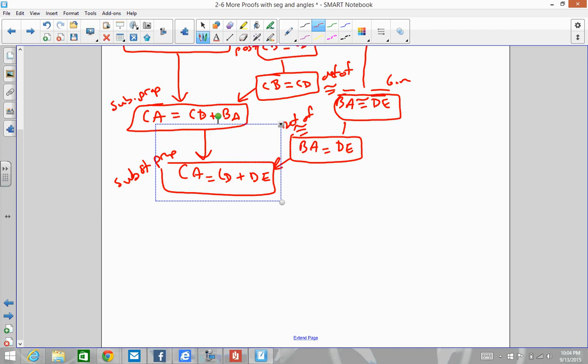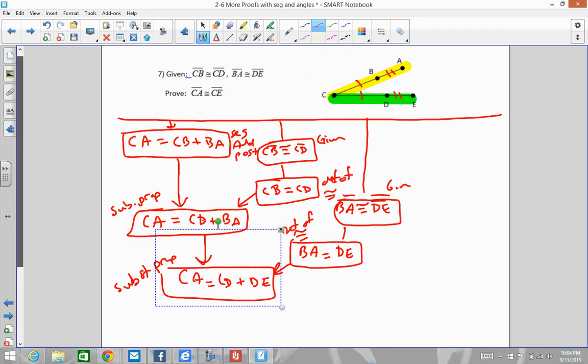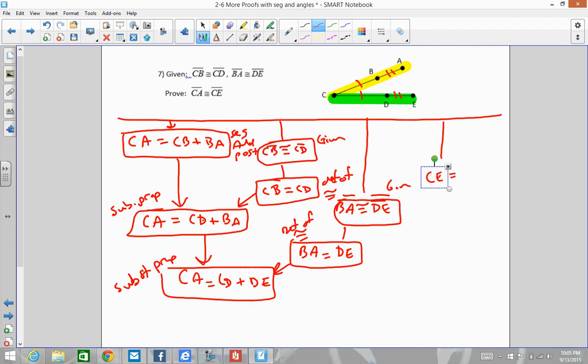I'm going to move this back up again so we can see this. So I've got CA is equal to CD plus DE. Sorry, my handwriting's a little rough tonight. I've just proved that the segment CA is equal to the other two parts. If I go back to the other parts, which is CE equals CD plus DE, I can see right now that, first of all, that was segment addition postulate. Let me use my highlighter here so maybe you can see a little better: this part and this part are exactly the same now.